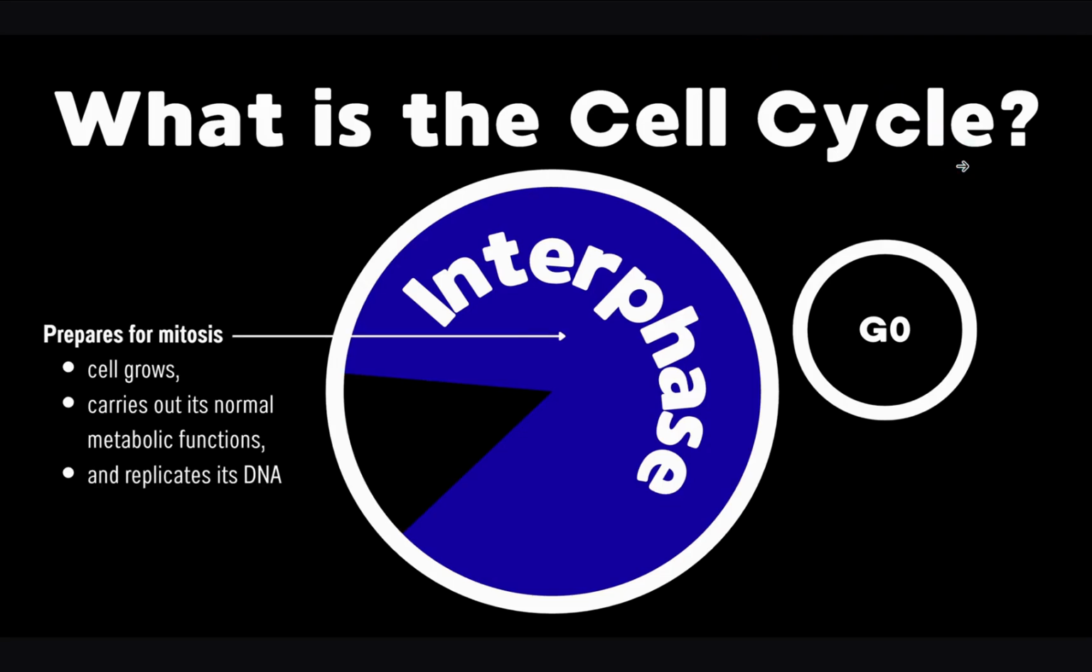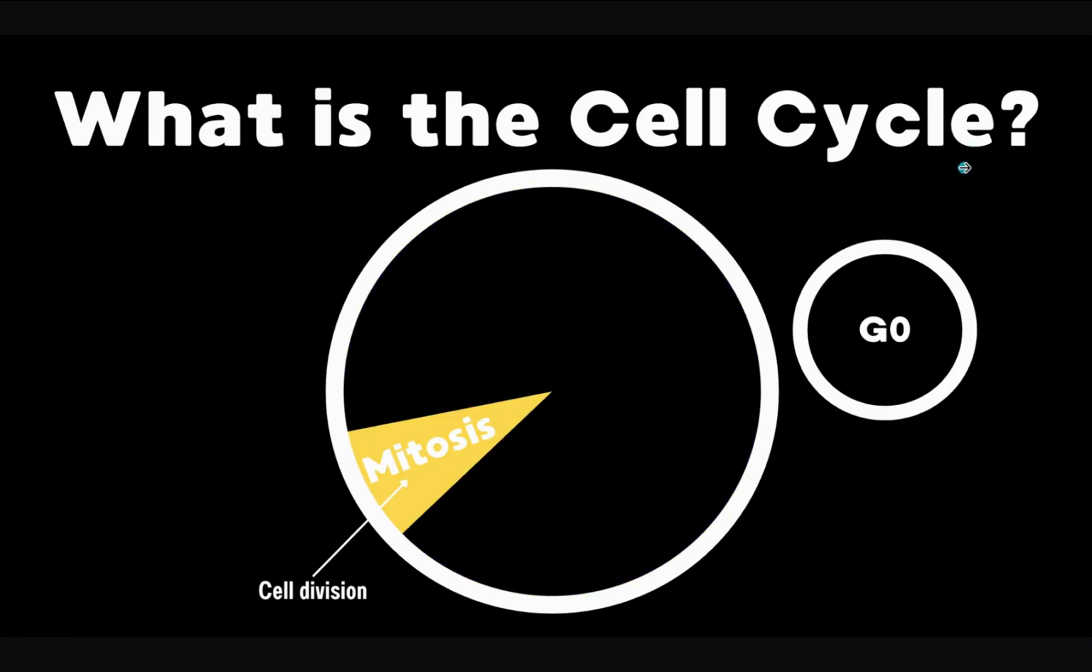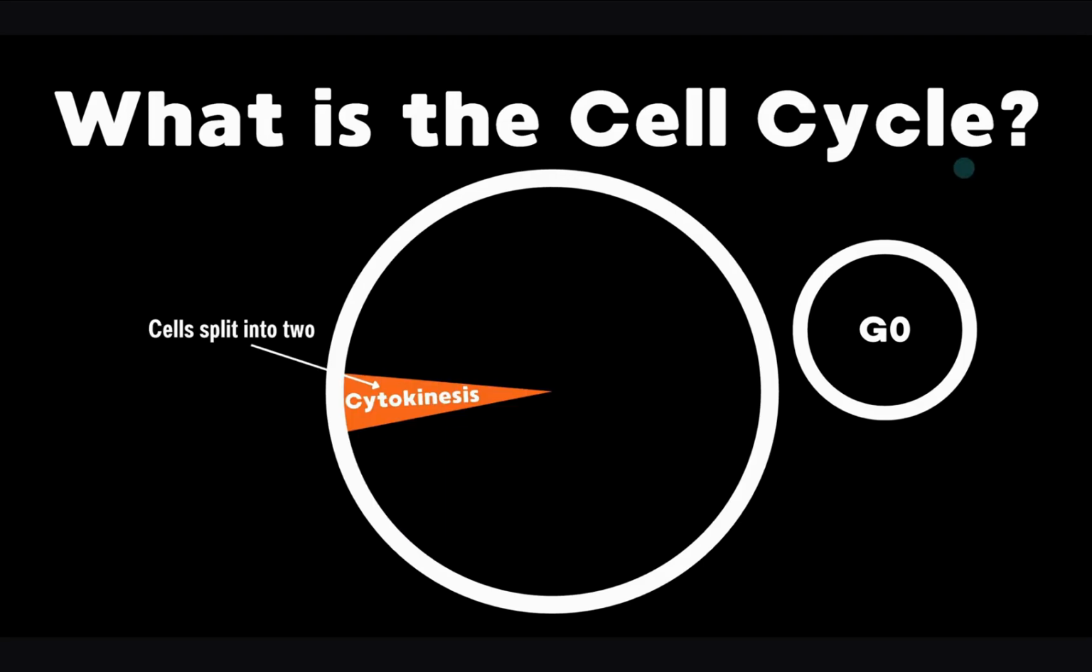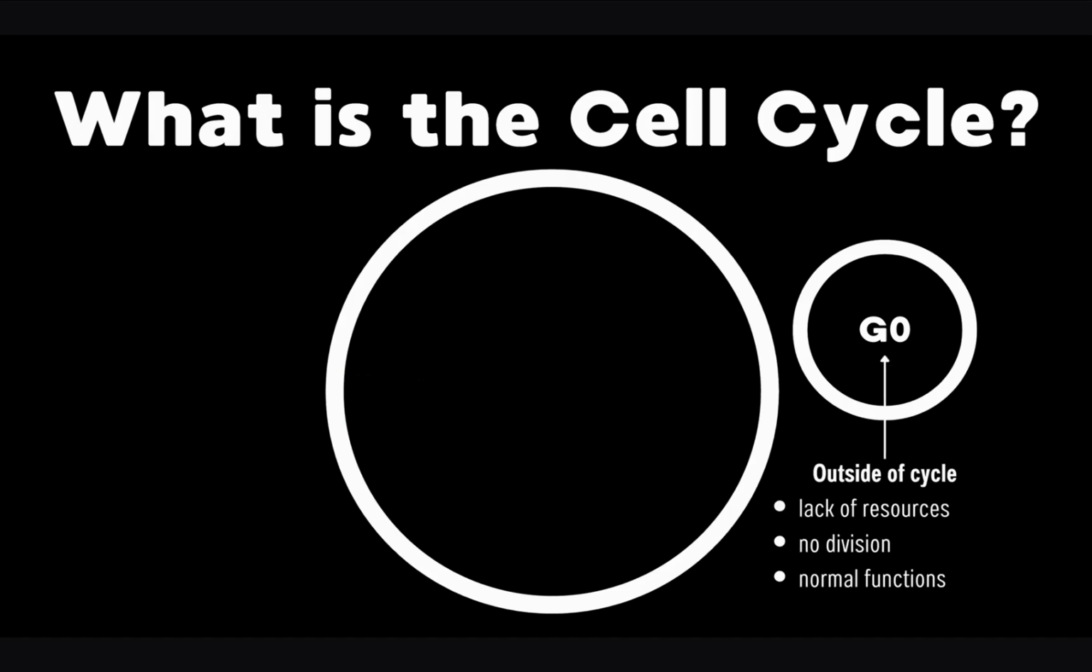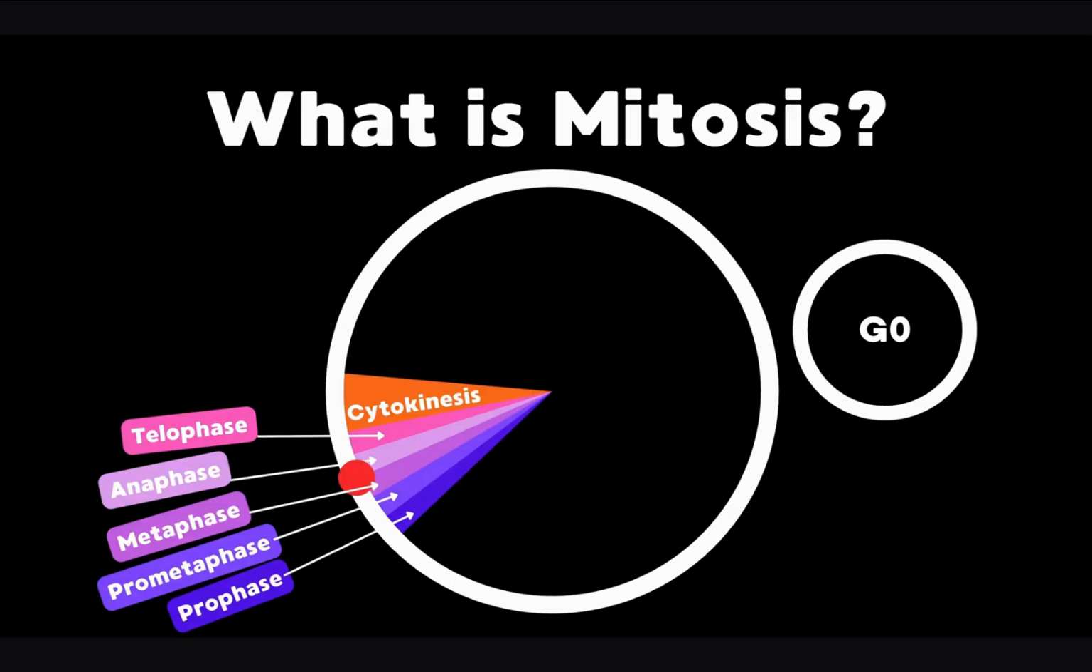So in interphase, the cells are growing, carrying out their normal functions, and have replicated their DNA and all that we discussed previously. In mitosis, which we're going to delve into deeply here, the cell actually is going to undergo cell division, and the cytokinesis is going to actually split into two separate cells. And in G0, as we had mentioned before, it's just doing its normal functions. It's not dividing at all.